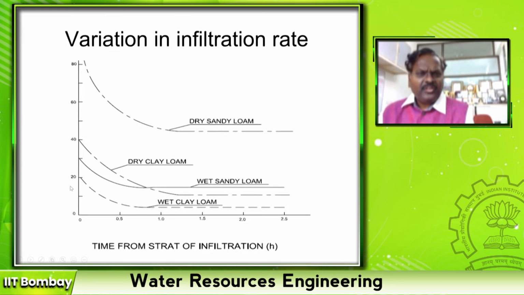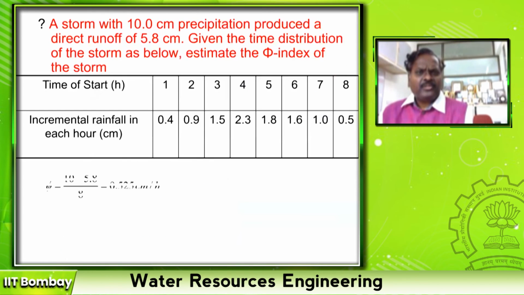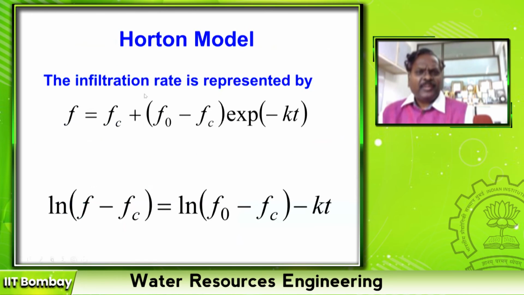F naught is when you extend this graph and it touches the y-axis, that value is called the maximum infiltration or infiltration capacity. So if these two values, F naught and FC, can be estimated easily from my experimental values, right? Then the F at any time period is FC plus F naught minus FC, the difference, because the exponentially decaying curve is between this F naught and FC, e to the power of minus KT. Here the unknown parameter is K.